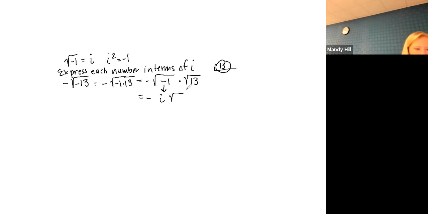And then this is going to stay the square root of 13 because there's nothing I can pull out of that. So I would have negative i times the square root of 13 as my final answer.